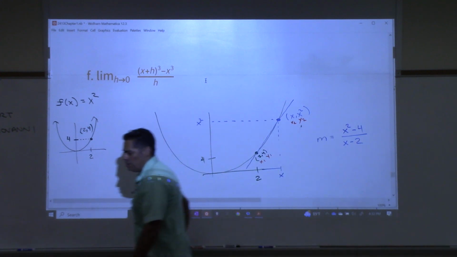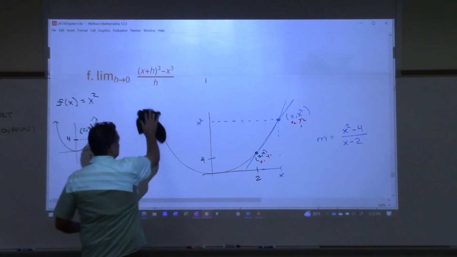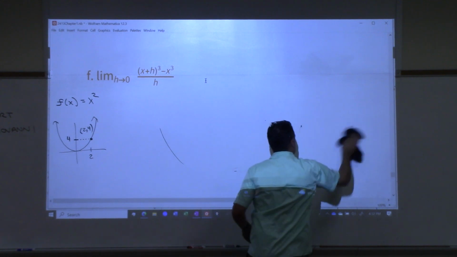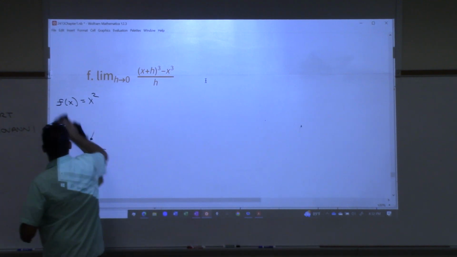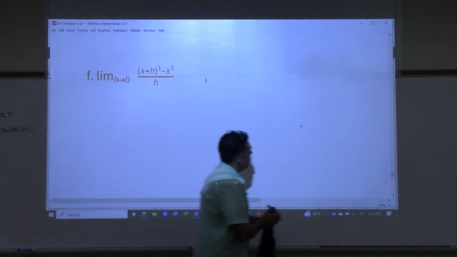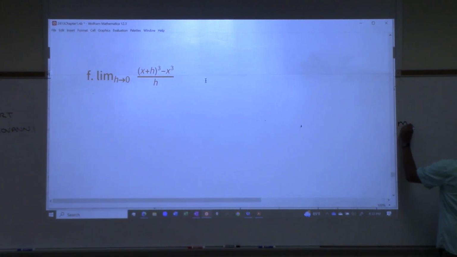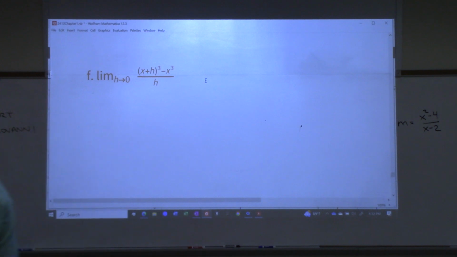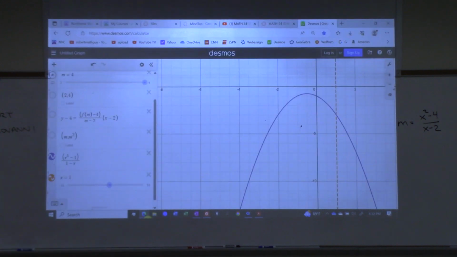So I have the graph ready to go. Let me erase this. I'm going to put it right here though. The slope we had was x squared minus 4 over x minus 2. That was the slope, right? And my picture, get this out of here.